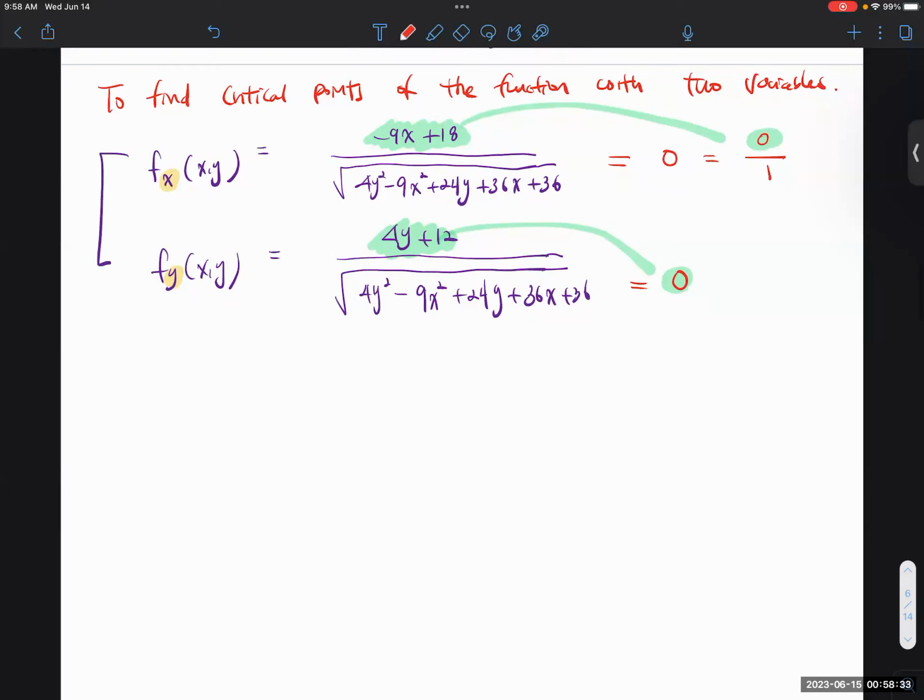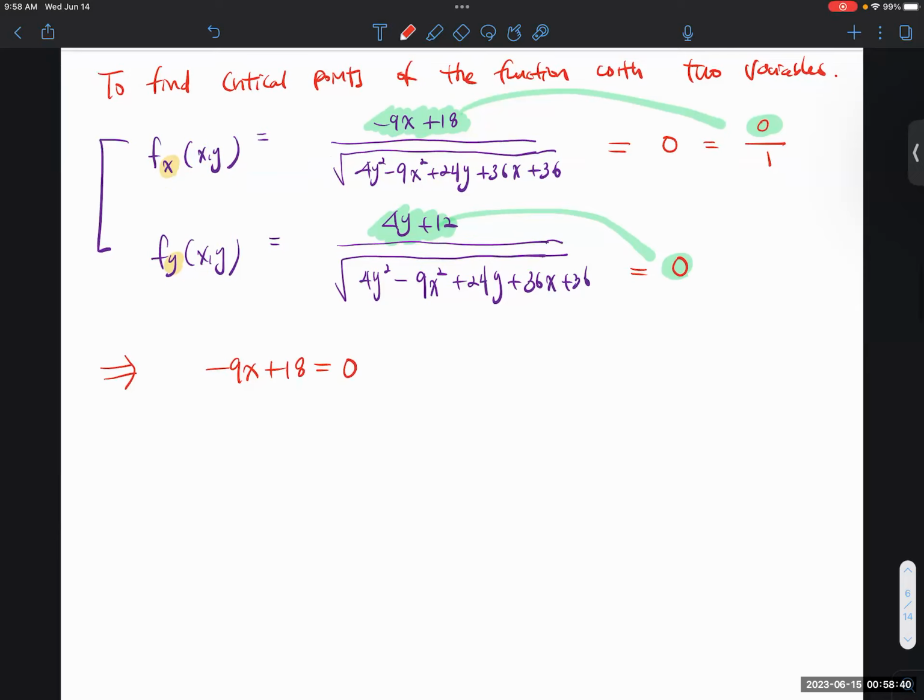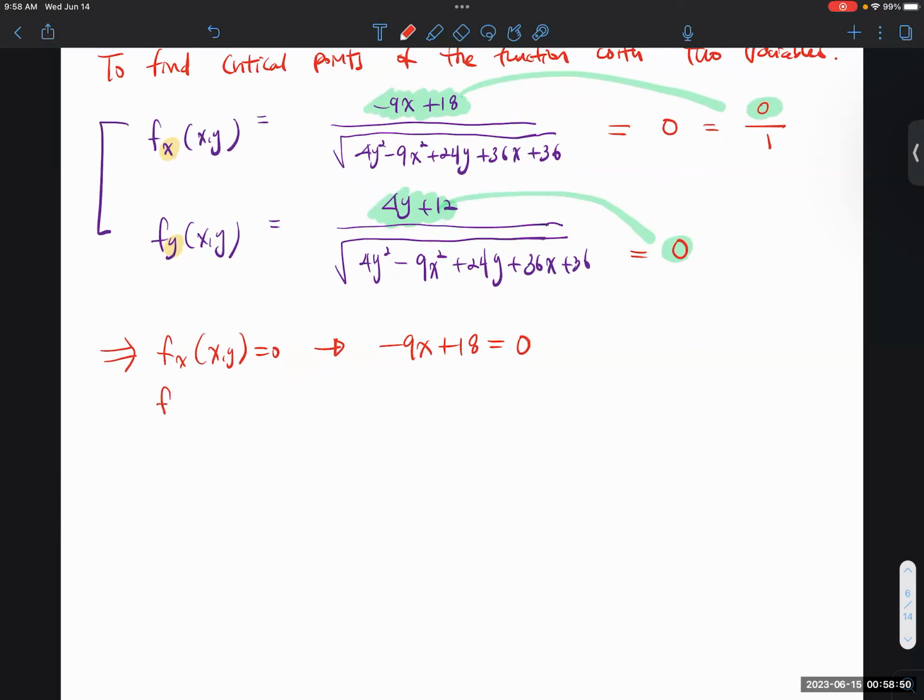So therefore, this means negative 9x plus 18 equal to 0 from the first partial derivative. So let me write it. fx(x, y) equal to 0 means negative 9x plus 18 equal to 0. And then the next partial derivative means the numerator is equal to 0. So you can solve for x and y. So here, negative 9x plus 18 equal to 0, x is 2. And then 4y plus 12, that means y equals negative 3.